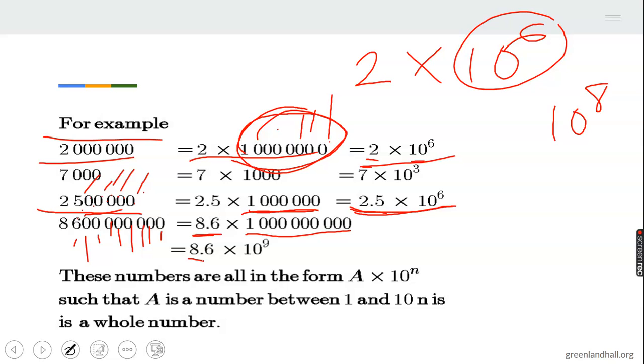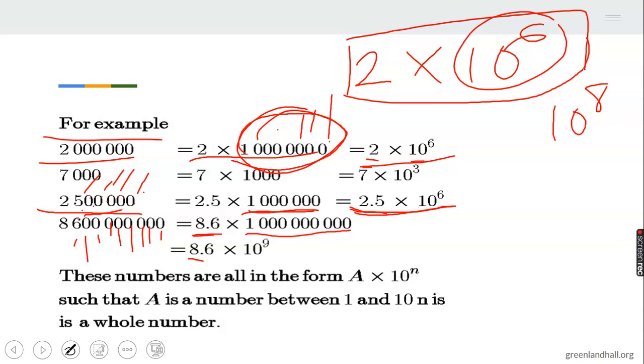You count the number of zeros you have, it tells you the number of tens you have in that number. Now we have 8.6 times 10 raised to power 9. If I happen to count 8 with it, it will be 86 times 10 raised to power what? 10. Fantastic. Now, these numbers, 2 times 10 raised to power 10, 2 times 10 raised to power 6, is what we call standard form.